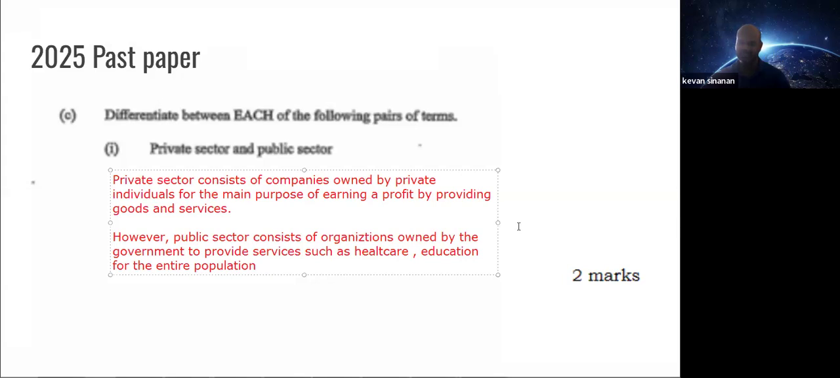You continued and said, on the other hand, the private sector includes businesses and companies owned by individuals or groups. Their main aim is to make a profit by offering goods and services, such as supermarkets, banks and tech companies. The key difference is that the public sector focuses on serving the public, while the private sector focuses on earning profits. If it was 5 marks, they'd give you a whole page to write that. Excellent answer. In any exam, see if you can fit it in the space they give you. Excellent work.